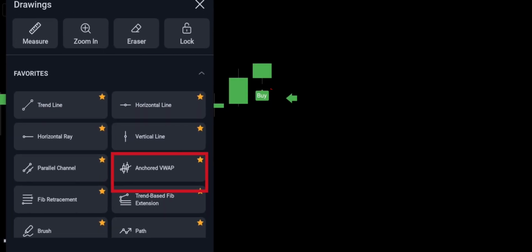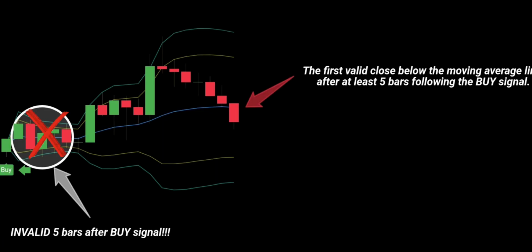A buy label is generated from the VWAP alerts indicator, and we are moving the anchored VWAP tool from the menu to the bar where the label appears. After the buy label, the first 5 bars that form are completely insignificant. We are expecting a pullback movement to occur after these 5 bars, and we also anticipate the price to close below the blue-colored pivot line.